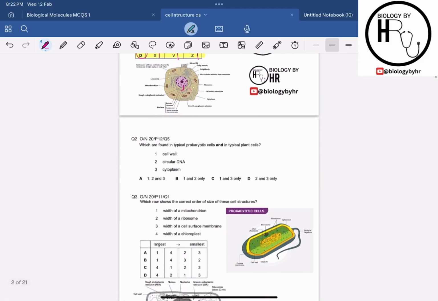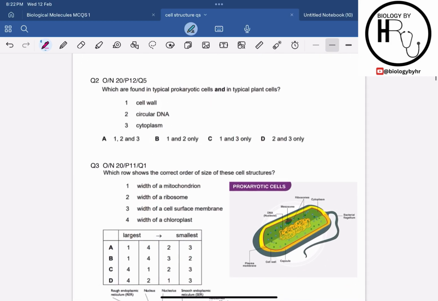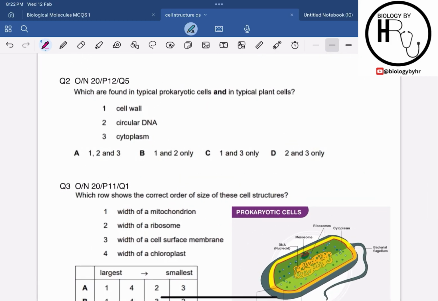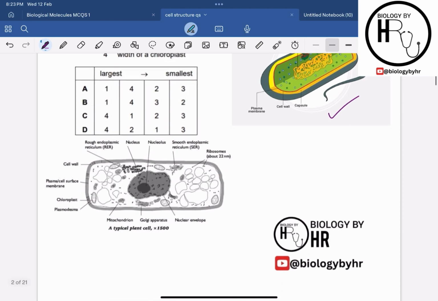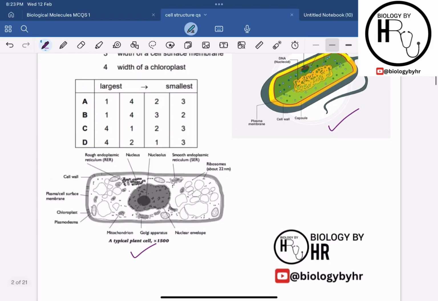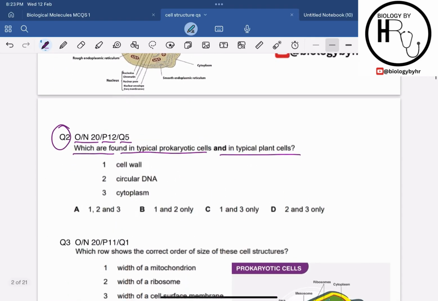Now let's move on to question number 2. Question number 2 is from October-November 2020, paper 1, question 5. It says, which are found in the typical prokaryotic cells and in the typical plant cells. If I talk about a typical prokaryotic cell, you can see over here it is a typical prokaryotic cell and it is a typical plant cell over here. They are asking what is found in both, right? They are talking about the common structures in both.